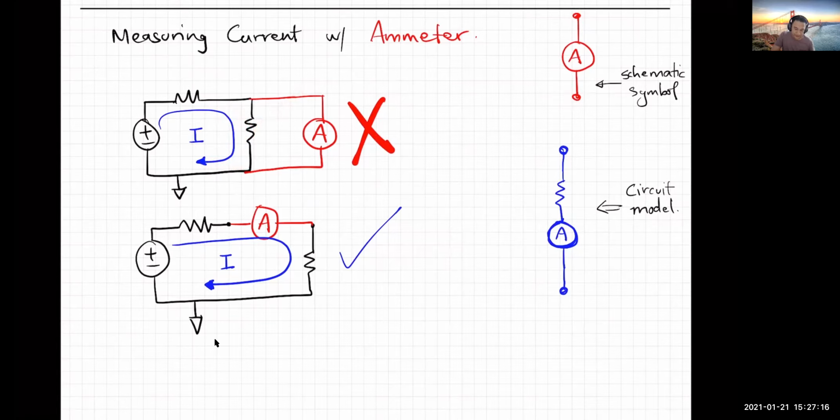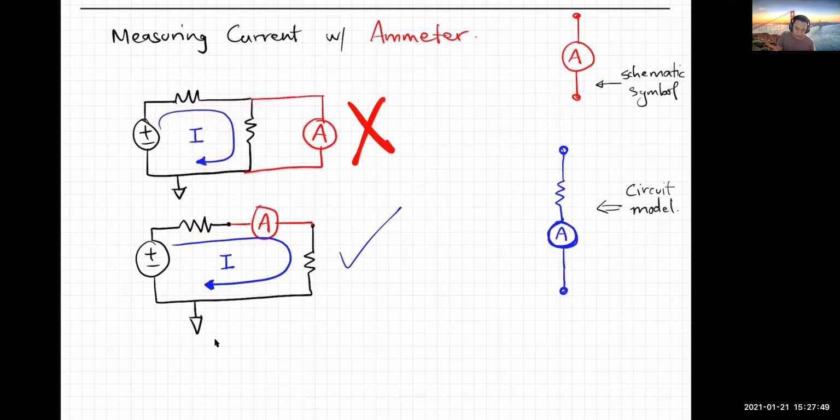A lot of beginner students also try to connect an ammeter across the resistor like this, to measure the current through the resistor. And that's wrong. Why is that wrong? Because if you connect it this way, there's going to be some current flowing through the resistor and some current flowing through the ammeter. These two currents need not be the same. And so there's no way that the ammeter can measure the current through this resistor.